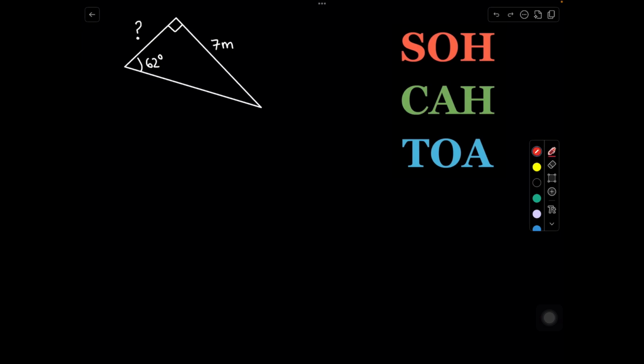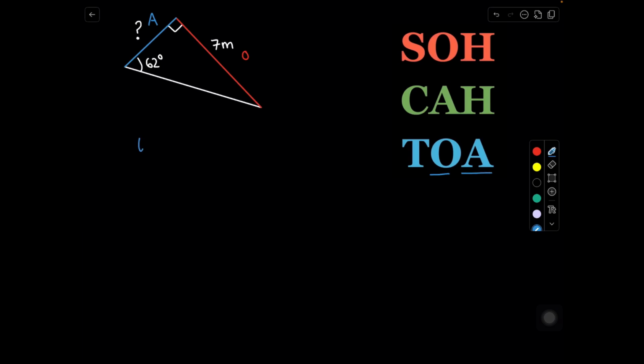So looking at our angle, 7 is directly opposite of that angle that we're dealing with. So this is our opposite. And then looking at our angle again, the side that we're trying to find is right next to that angle. So that's adjacent. So we have opposite and adjacent. Well, looking at SOH CAH TOA, opposite and adjacent relate to tan.